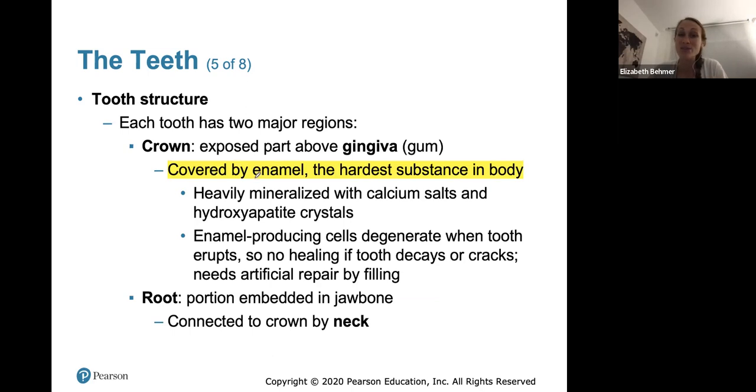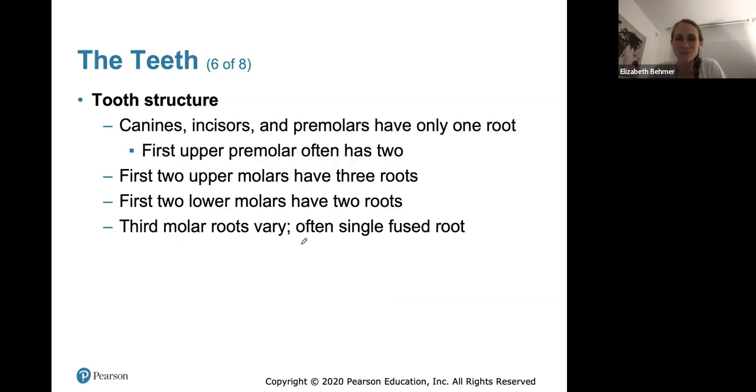It's covered by a substance called enamel, which is the hardest substance in the body. And the enamel is what will get the most use as you're eating, because the enamel will always be breaking apart your food, but the enamel is the hardest substance in your body, and it's covering the crown. Enamel producing cells can degenerate when the tooth erupts, so there is no healing if the tooth decays or cracks. So this is usually what a cavity is. If there's a crack or decay, then it has to be filled with some sort of cement.